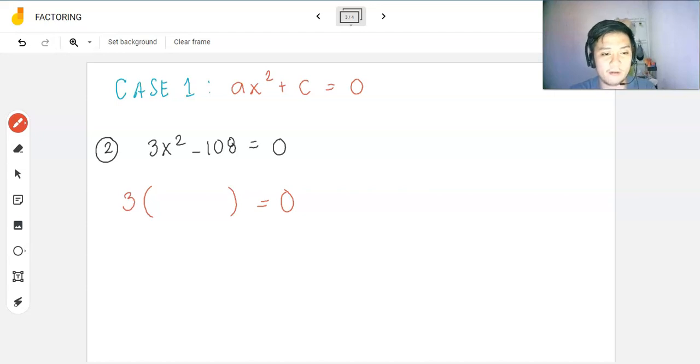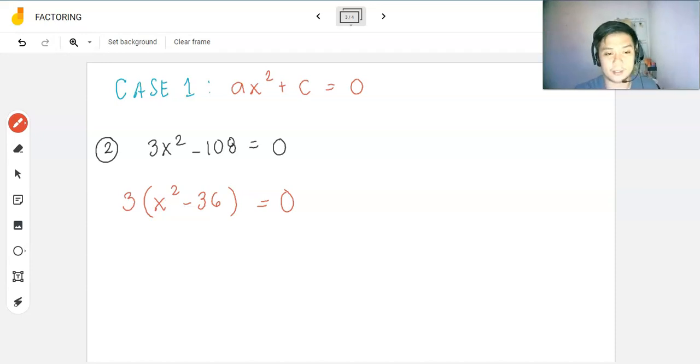So 3x squared divided by 3 is x squared. And then, negative 108 divided by 3 is negative 36. Ayan. So, lumitaw na this given quadratic polynomial can be factored this way muna. 3 times the quantity x squared minus 36 equals 0. Ayan. So this is the case of difference of two squares na kasi x raised to 2, that's an even exponent, so perfect square. 36 is also perfect square number.